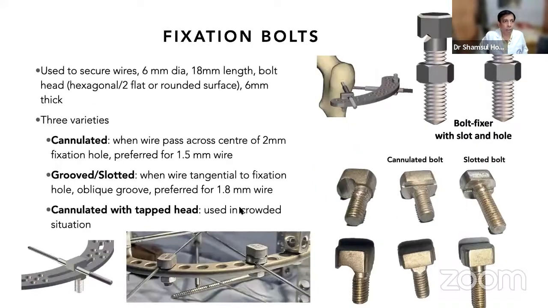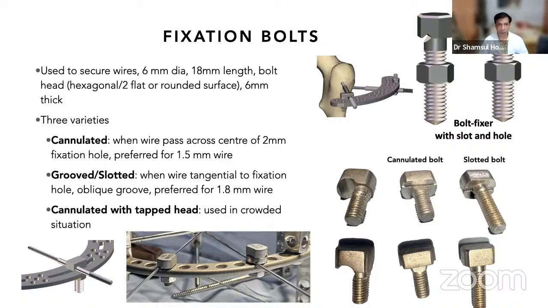Then we have the fixation bolts used to secure wires. This can be around 6 millimeter diameter, 18 millimeter. The bolt heads are hexagonal, or can be flat or rounded surface, and can be 6 millimeter thick. So we have bolts of around 3 varieties: cannulated, slotted, or taper head. These are the cannulated bolts, where the wire goes through the bolt. And this is the slotted one.